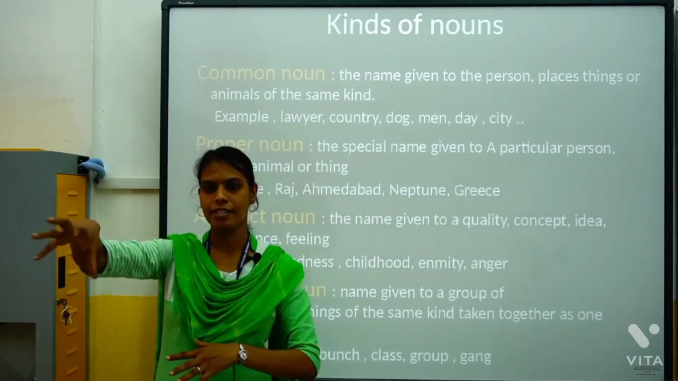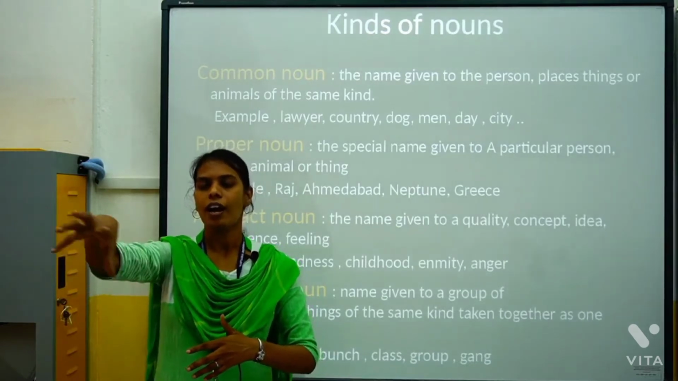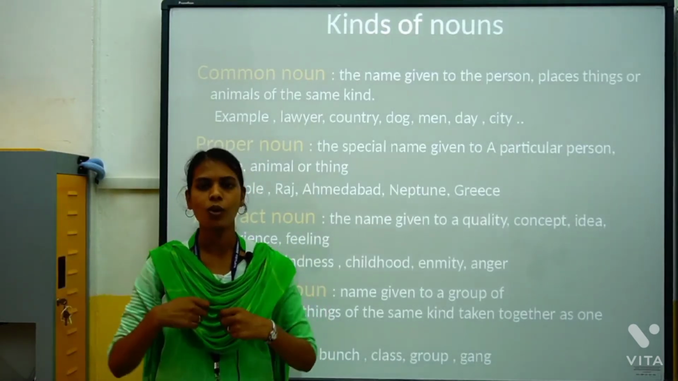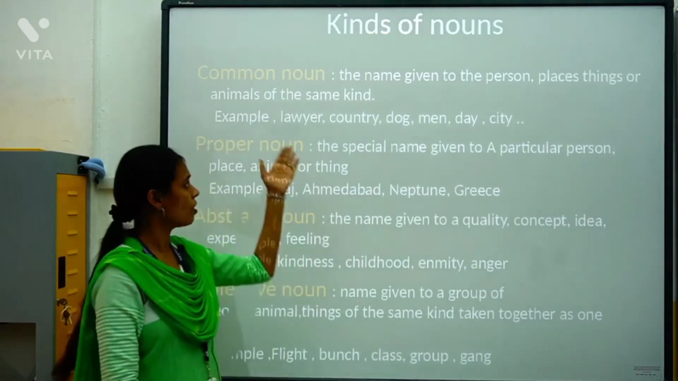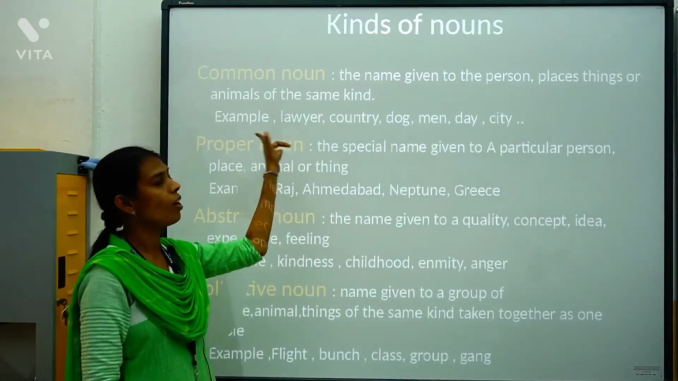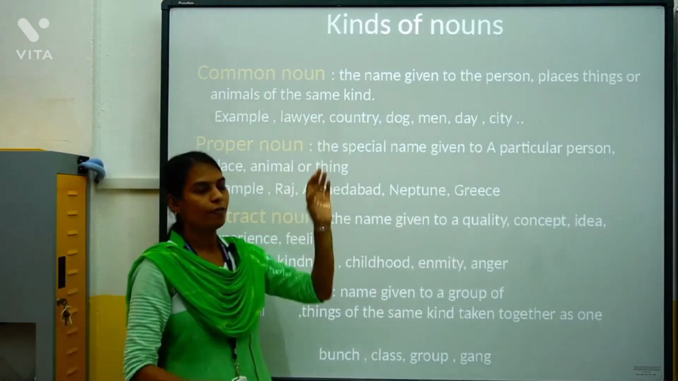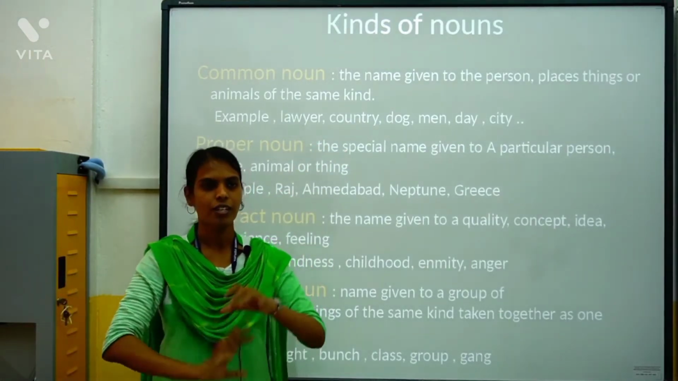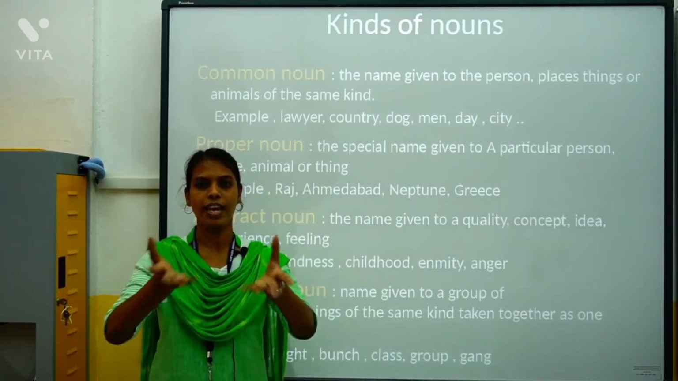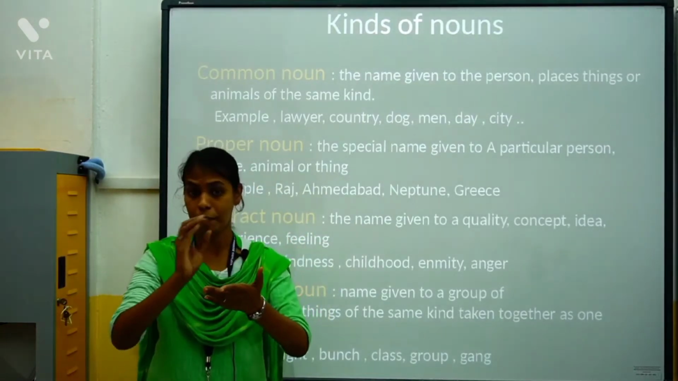The people who have finished their law and are standing at court, we call them lawyers. We do not know their names. Therefore it is a common name, lawyer. Then country: we don't specifically talk about a country. Altogether we say country, we don't name the country.